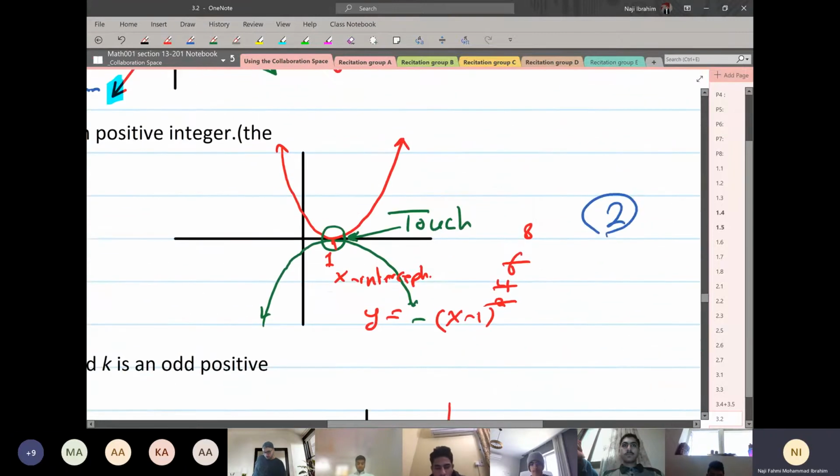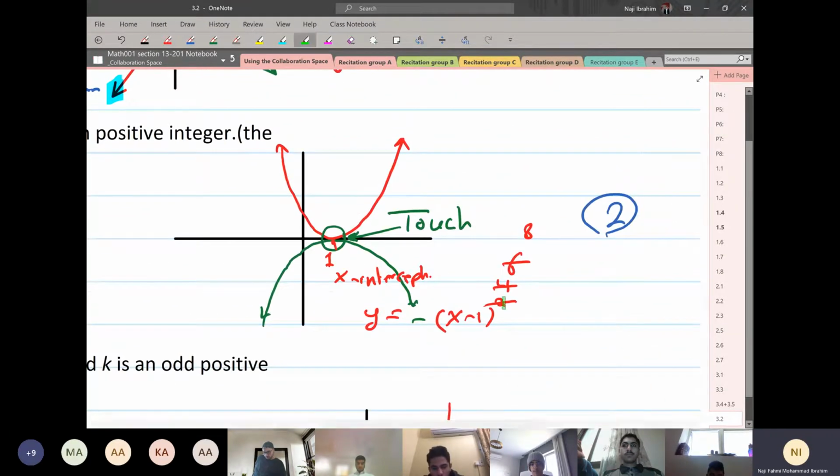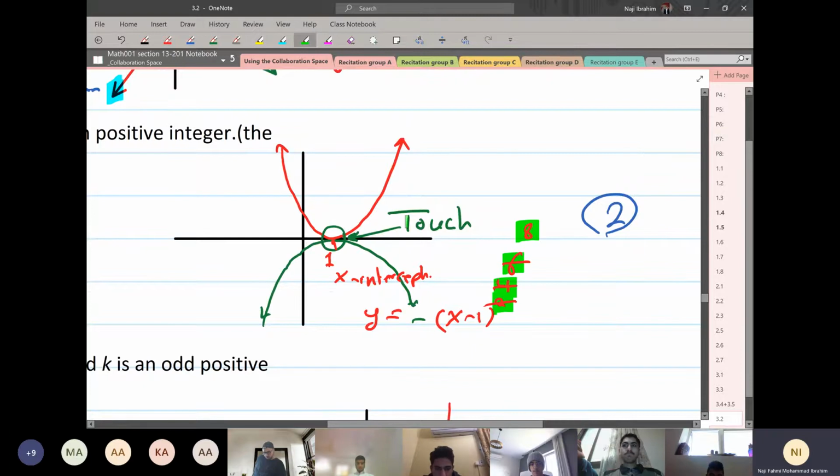And if the power of the bracket is even, 2, 4, 6, or 8, it will make what? A touch with the x-axis. It can make a touch from above the x-axis or from below.